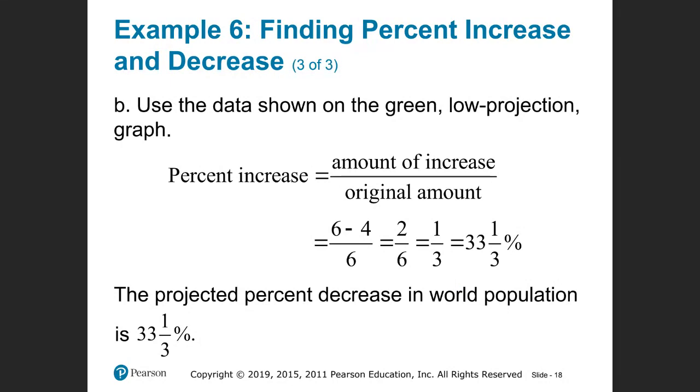Okay, this says percent increase. It should say percent decrease, which would be the amount of the decrease over the original amount. So we've got 6 minus 4, which is 2 over 6, divided out, or actually simplify and then divide, and we get 33 and 1/3%. So the projected percent decrease in world population is 33 and 1/3%.